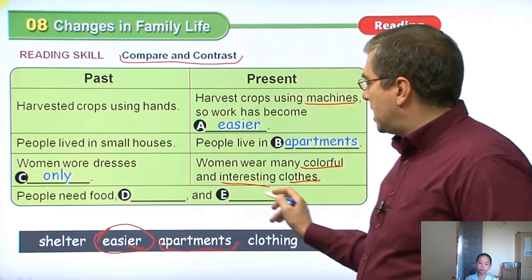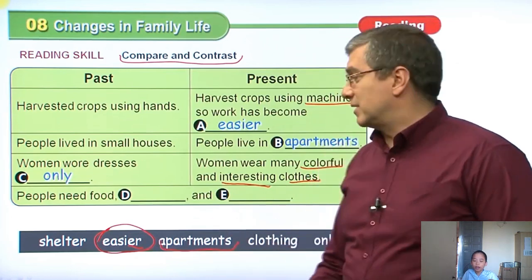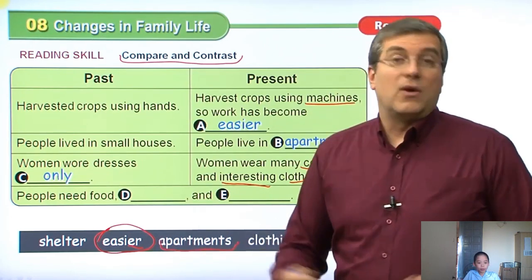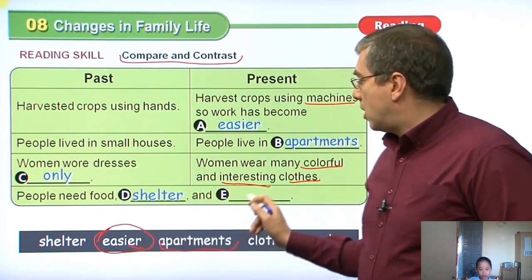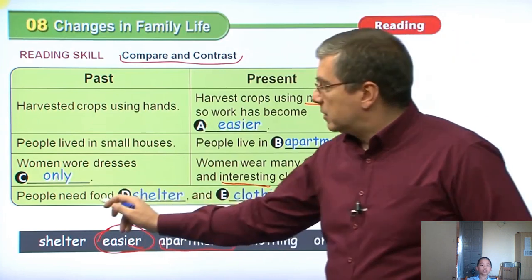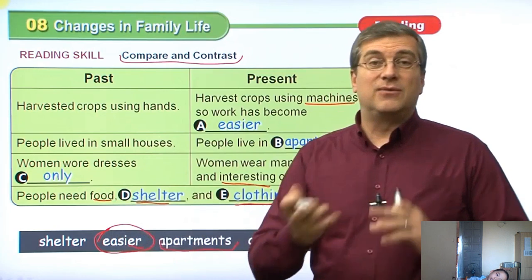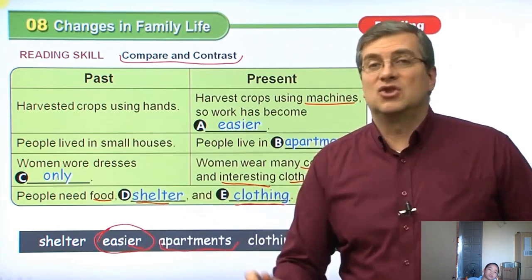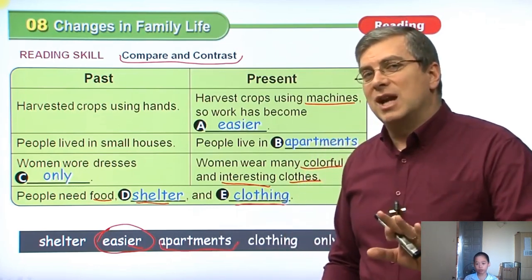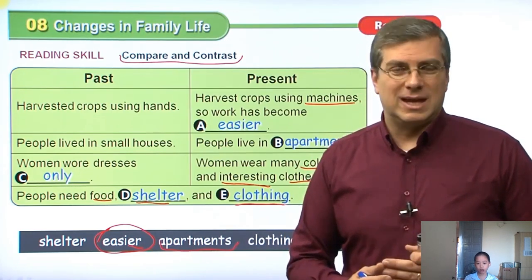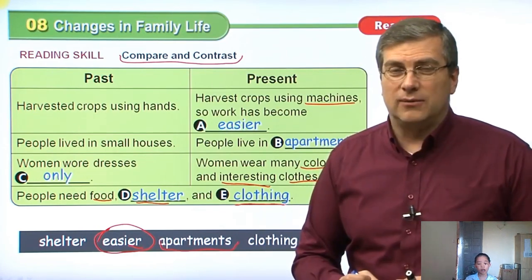So people need food, and we need to fill in two types of things. People need food. What next? Shelter and clothing. So that is our job. People need food, shelter, and clothing. Three things that people need in life, right? So that is our chart here. Compare and contrast, our reading skill. So let's go to our comprehension. Okay.